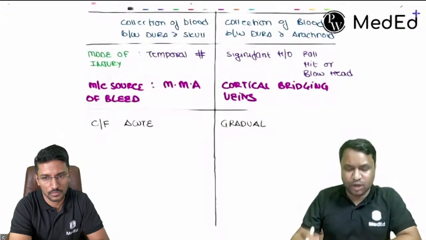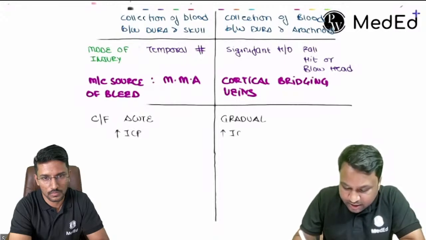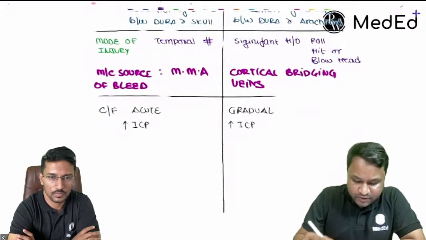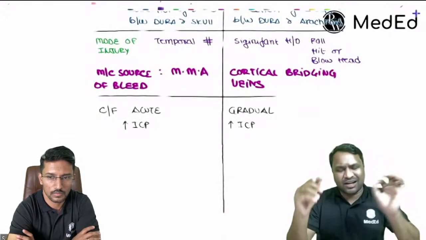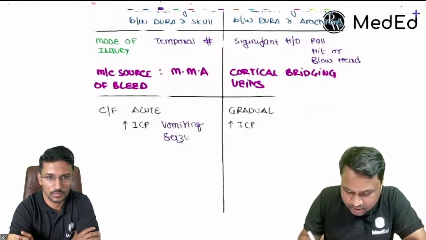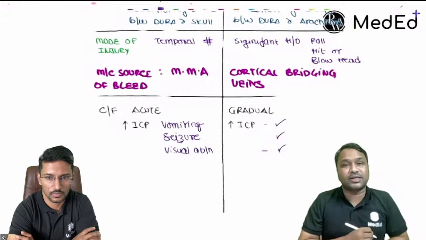EDH will have a more acute or more dramatic presentation. Both of them have features of raised intracranial pressure. You will see the raised intracranial pressure is seen in both components, right? Now, when I say raised intracranial pressure features, obviously the standard features that you have: the patient will have a history of vomiting. There could be post-traumatic seizures that can be seen. There will be visual abnormality or disturbances. The same findings will also be seen in this, but this will be more gradual in presentation, right?